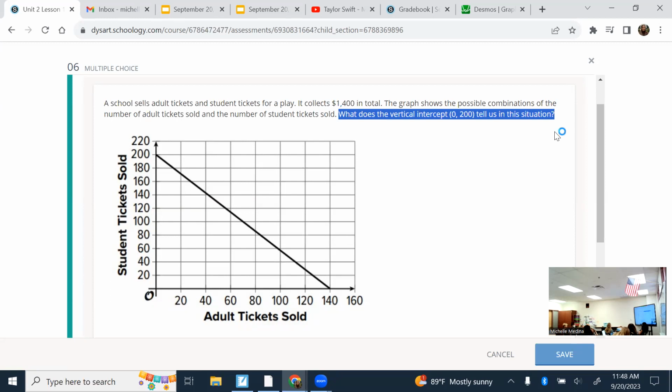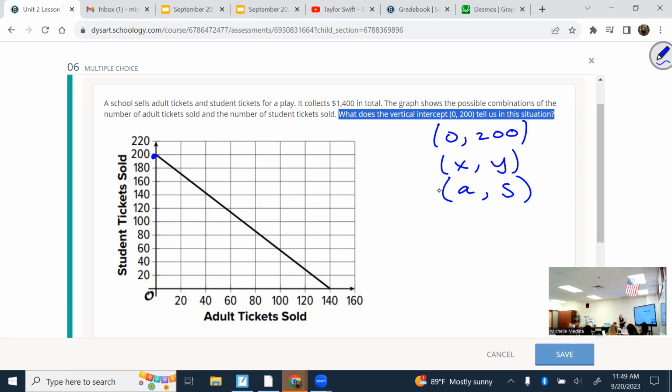Student tickets sold. So when we're looking at our vertical intercept, also known as your y-intercept, this 200 is referring to your student tickets sold. They give it to us in coordinate form, so usually it goes x and then y. These are labeled with actual things. So x is talking about adult tickets sold, y is talking about student tickets sold. So you could also use that to help you.